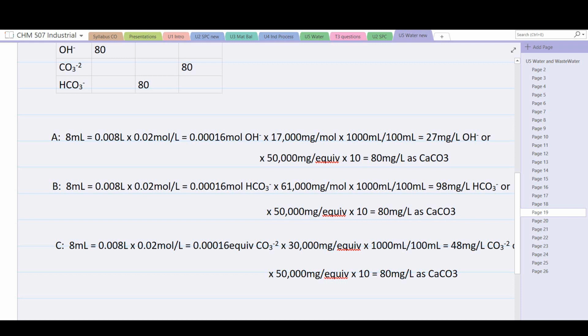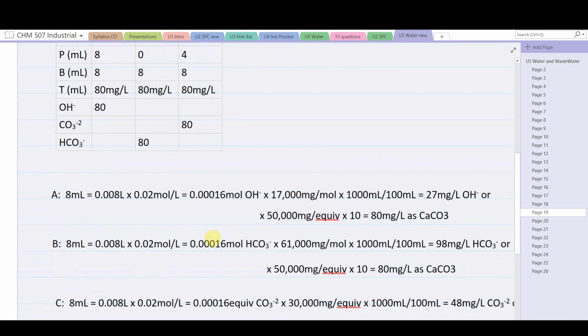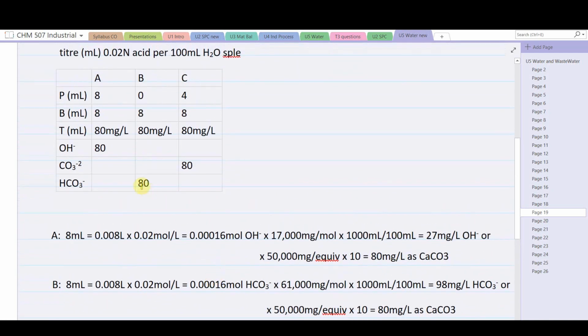But instead of reporting it that way, industry chooses to multiply by the equivalent weight of calcium carbonate, 50,000 milligrams per equivalent, times our dilution factor of 10. They report it as 80 milligrams per liter as calcium carbonate, even though it's really 98 milligrams of bicarbonate. And let me argue with you, why can't it be reported as the same amount of alkalinity? It took the same amount of acid, it's present as a different base.